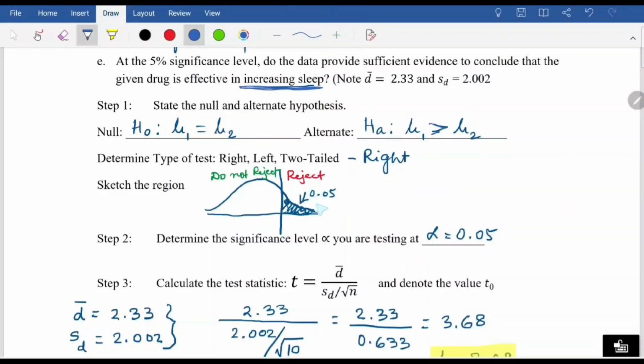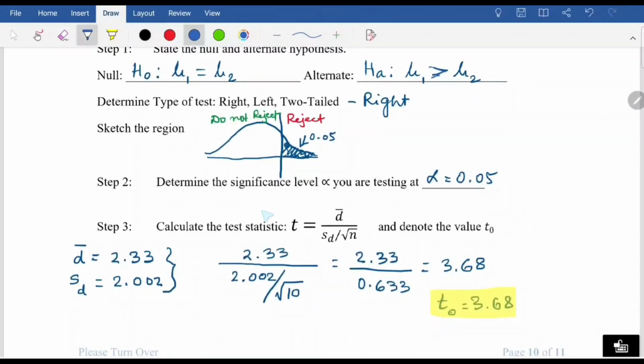We sketch our region. The reject region is to the right, since it's a right tail test, then the do not reject region, and the area associated with the reject region is 0.05. Determine the significance level: alpha is 0.05.